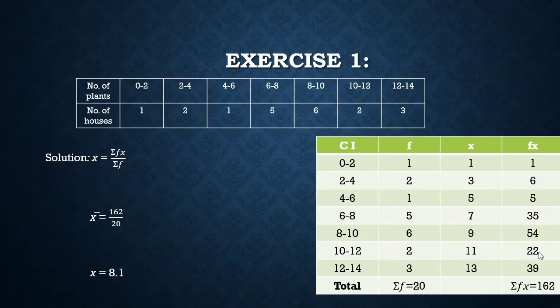So adding them we get our value of summation fx, which is equal to 162. Now we have our formula, mean x bar is equal to summation fx by summation f. We have our values of summation fx and summation f, so substitute them. 162 by 20. So our mean number of plants, or average number of plants per house, is 8.1. This is the solution to the first question of the exercise 1.